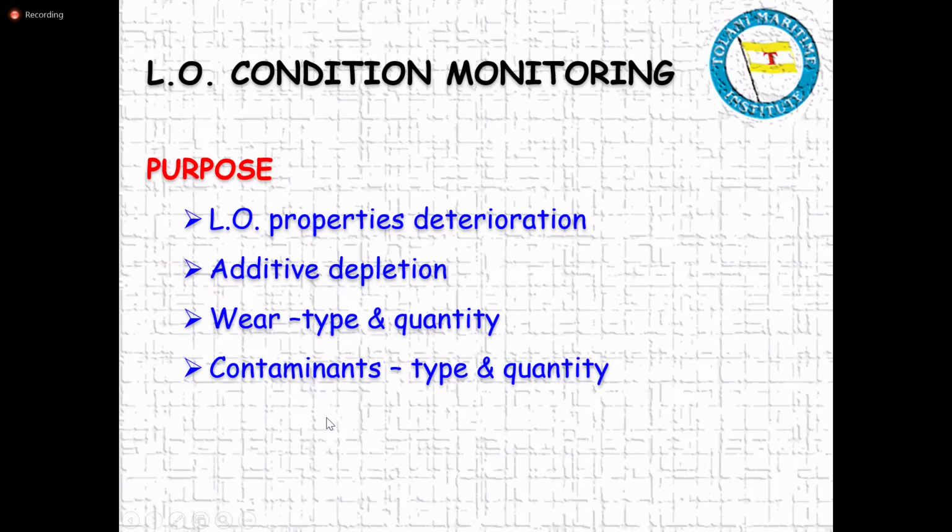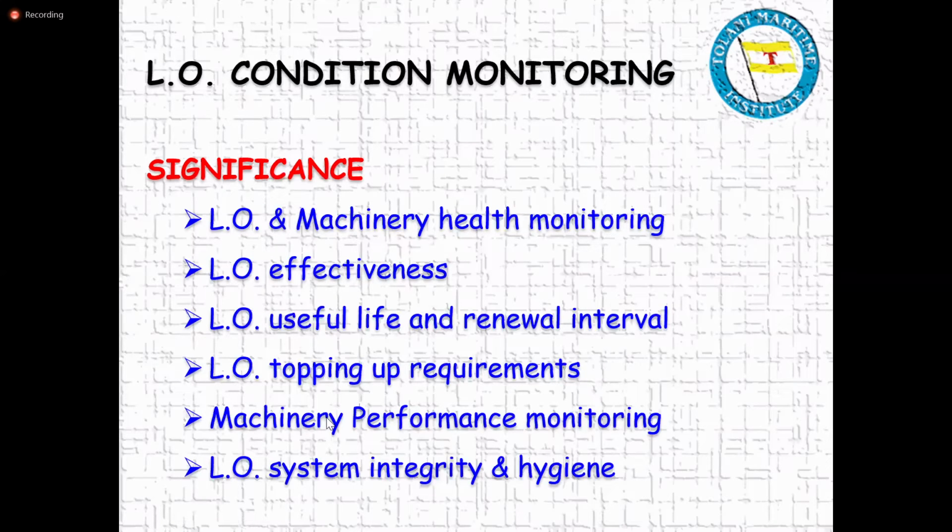Significance we have already discussed. You are finding out the condition of lube oil, as well as the condition or health of the machinery, both. So with one sword, you are actually attacking two things. You have lube oil getting monitored and the machinery also getting monitored.